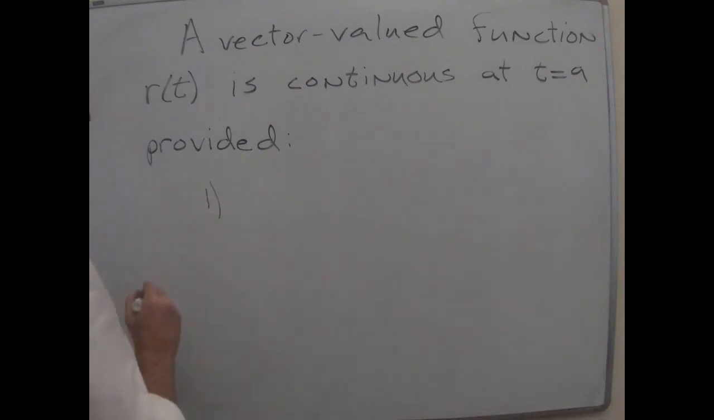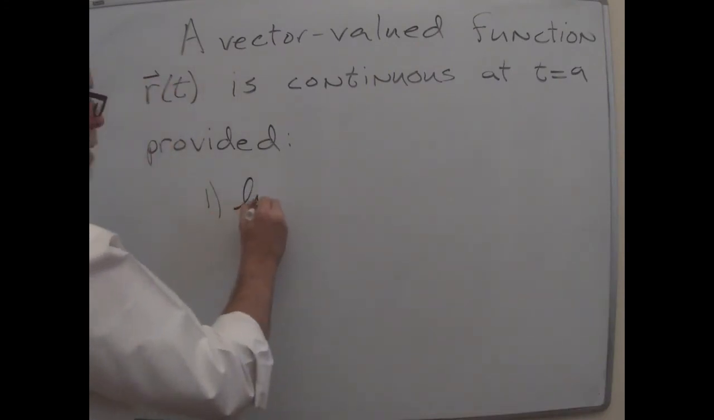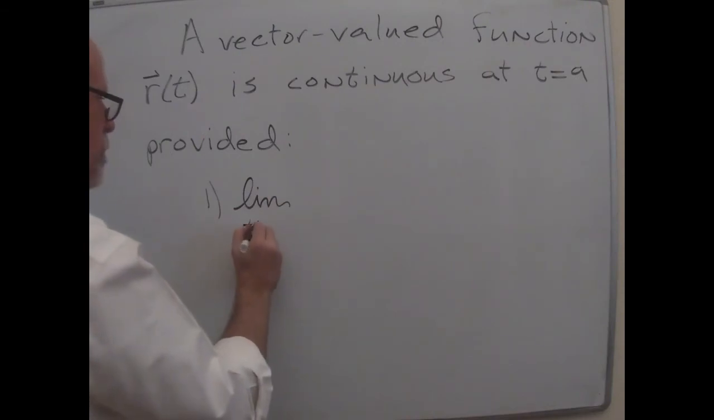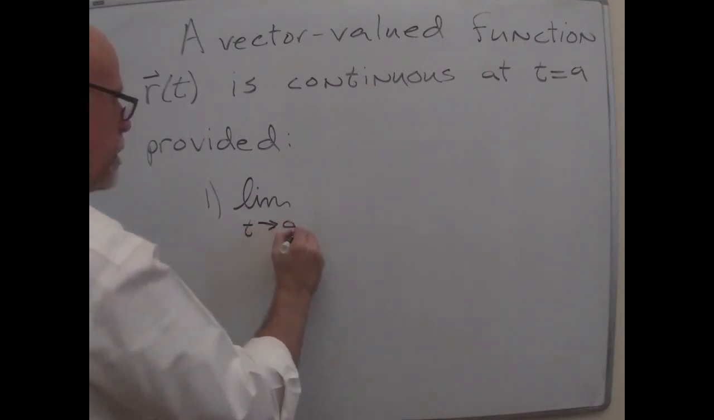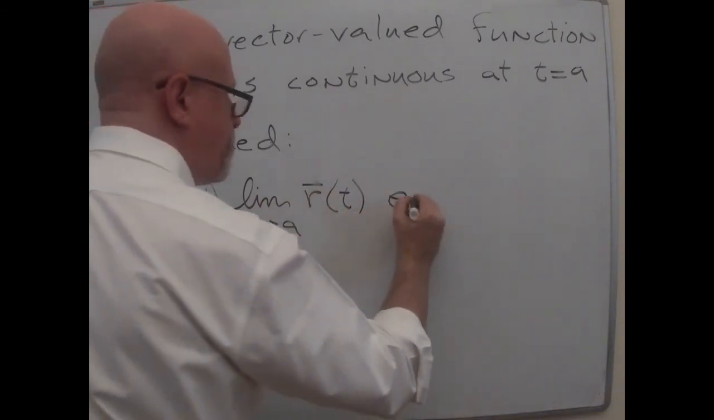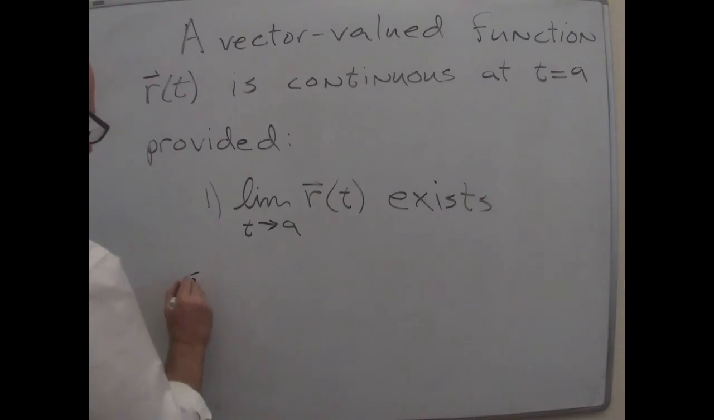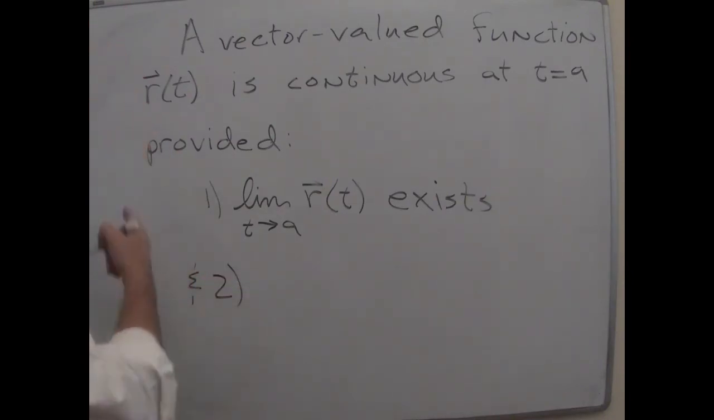The first thing is the limit as you approach a has to exist. I just noticed I left off the vector hat. Limit as t goes to a of r of t exists. And the second thing is that that limit equals r of a.